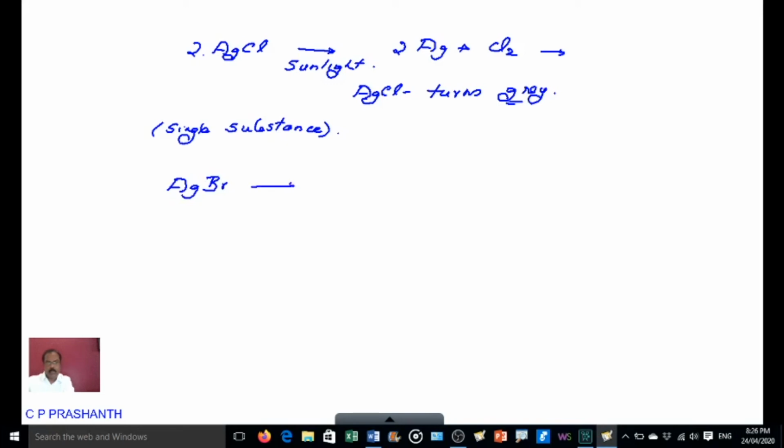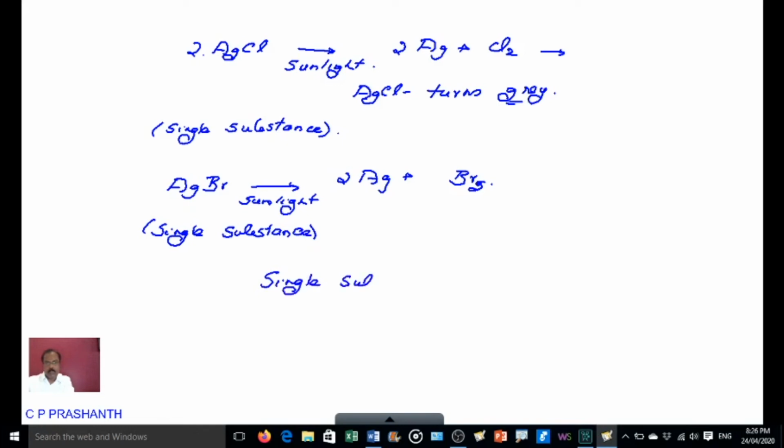And this is the principle of photography also. So you can see silver bromide giving you silver and bromine. It should be 2 AgBr. I think it is not written 2 AgBr, you can correct it. So a single substance undergoing decomposition to produce silver and bromine.